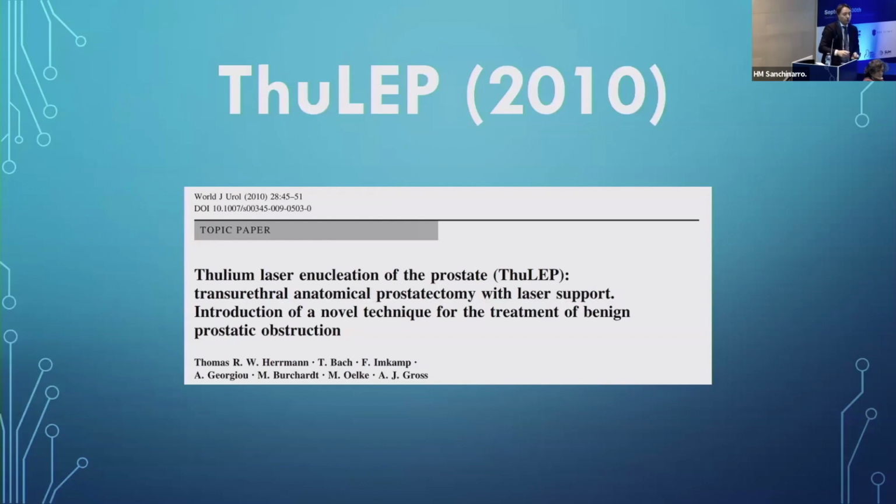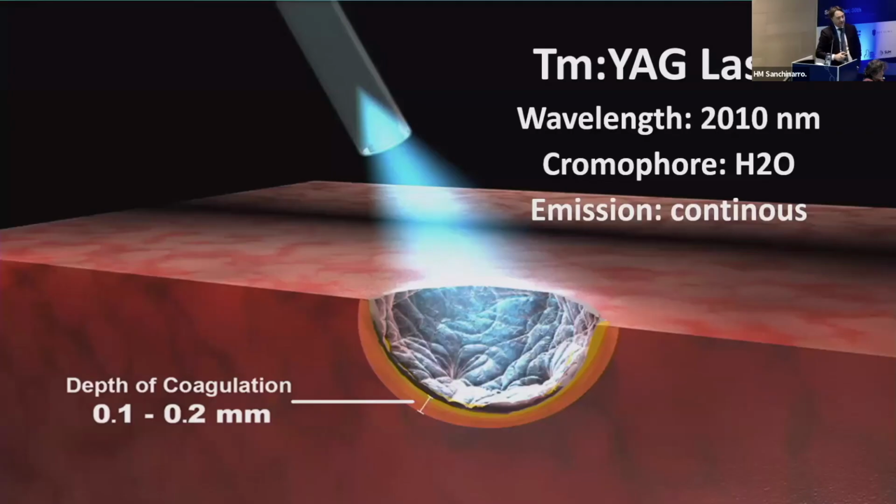Then we have thulium. Thulium is a little bit younger because it was born in 2010, and this is the second most important light of all the talk. The wavelength is quite similar, so it's not that different. To use thulium in a safe way, you have the chromophore saline too. You can have a continuous or a pulsed emission, so it's very good. And the other thing is that it is more superficial than holmium is. So the depth of coagulation is 0.1, 0.2.